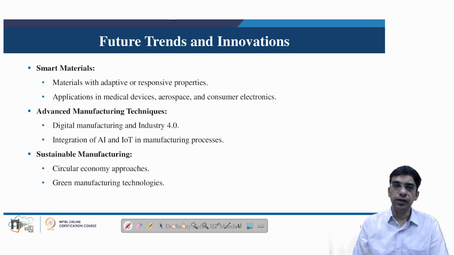So the future trends and innovation on this topic include application of smart materials, which are basically materials which have adaptive or responsive properties in various applications like medical devices, aerospace and consumer electronics. Advanced manufacturing techniques include digital manufacturing, Industry 4.0, and integration of AI and Internet of Things in manufacturing processes. We also need to have sustainable manufacturing by following circular economy approaches and utilizing green manufacturing technologies.